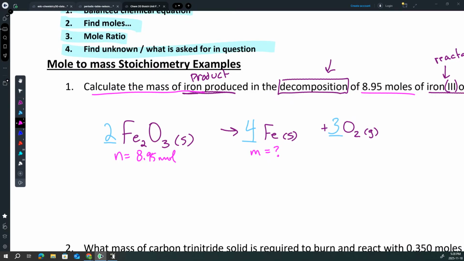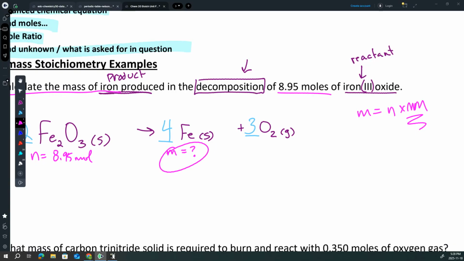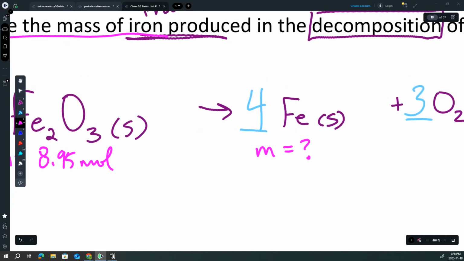Okay, now typically wherever you have mass, you are going to need molar mass. The reason being is because the formula that deals with mass and moles is mass is equal to moles times molar mass. So that's why I'm saying whatever you have the mass for, or you're looking for the mass, you are going to need molar mass.